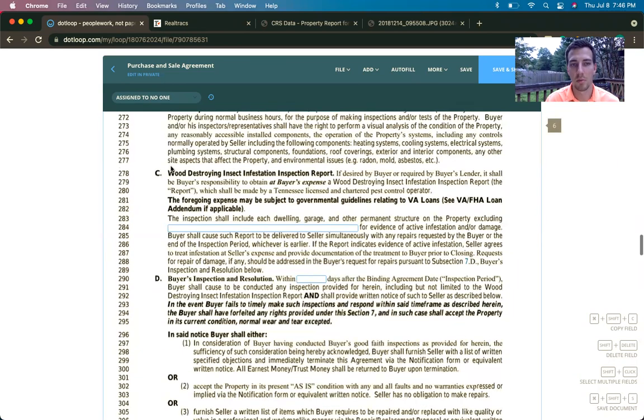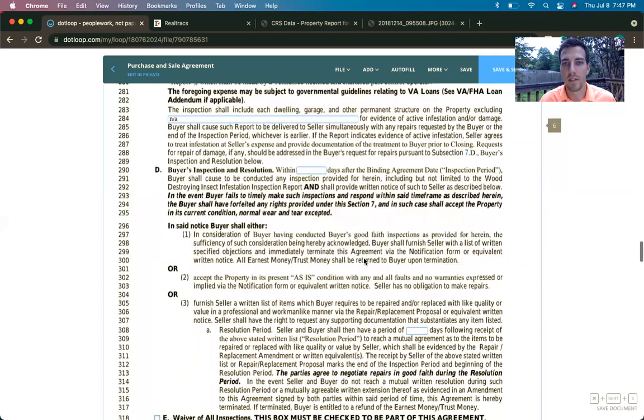This inspection, which is talking about the wood destroying inspection, shall include dwelling, garage, and other permanent structures on the property, excluding. So if there's anything that's excluded from this report, put it here. Usually none or NA. For evidence of active infestation, okay, very important too.